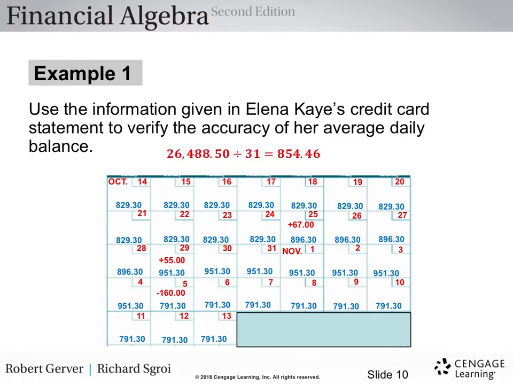So now we're going to add up each of these individual days, the balance on that day. So we start with $829.30, and we add up all of these balances all the way through to $791.30, and that gives us $26,488.50, and we divide it by the number of days in the billing cycle, which in this case was 31. And we come out with her average daily balance of $854.46.